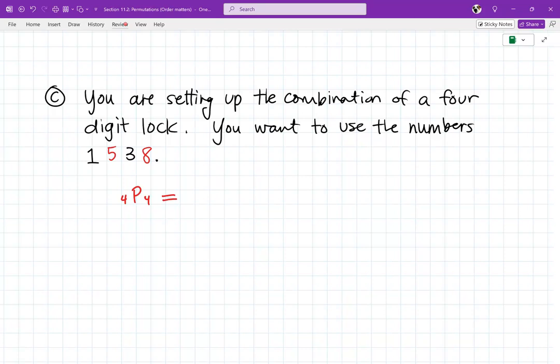Now, if I could use 1, 5, 3, and 8, but I can use any numbers in any order and they can be used again, then order doesn't matter at all. That's what's called a combination. We're going to do that on Monday, where it just doesn't matter. I can pick 1, 1, 1, 1, and that'd be fine. Okay. But in our case right here, it is going to matter. So this is 4 factorial over 4 minus 4 factorial, which is 4 factorial over 0 factorial. 4 times 3 is 12, times 2 is 24.